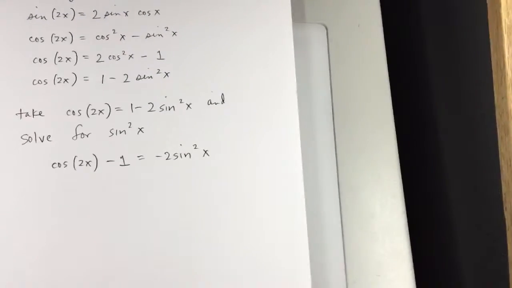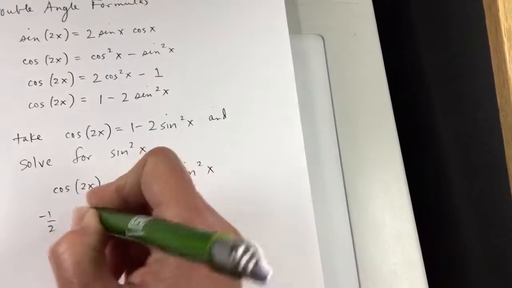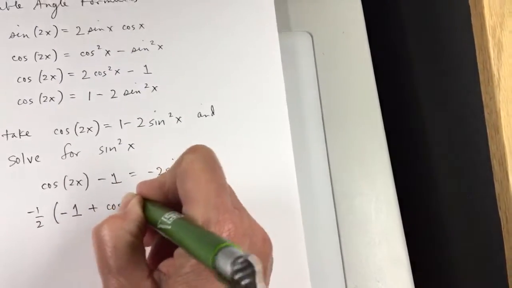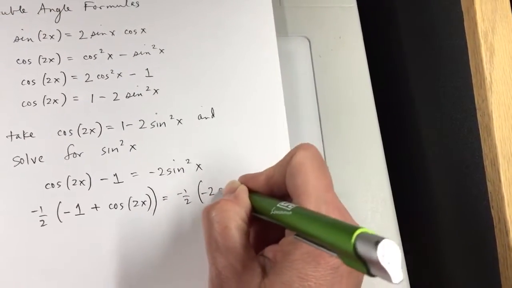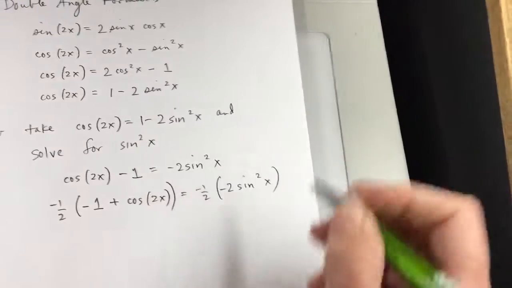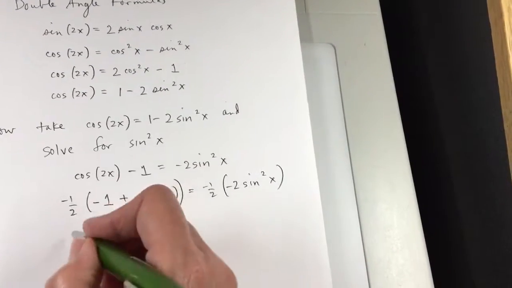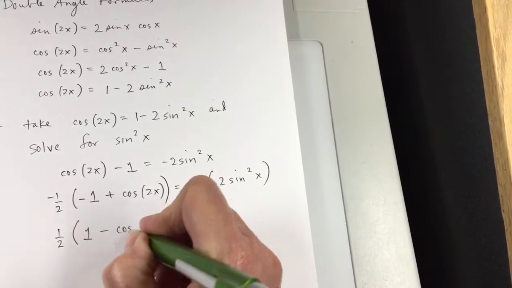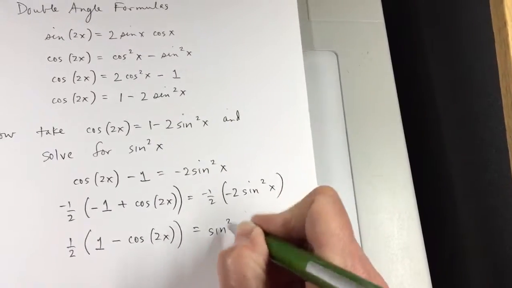And then divide by negative 2, or multiply by negative 1/2. I'm going to multiply by negative 1/2 both sides. And I'm going to trade this. I'm going to write negative 1 plus cosine 2x, negative 1/2 times negative 2 sine squared x. So I will end up with, I'm going to distribute the minus sign. I'll end up with 1/2 times 1 minus cosine 2x equals sine squared x.